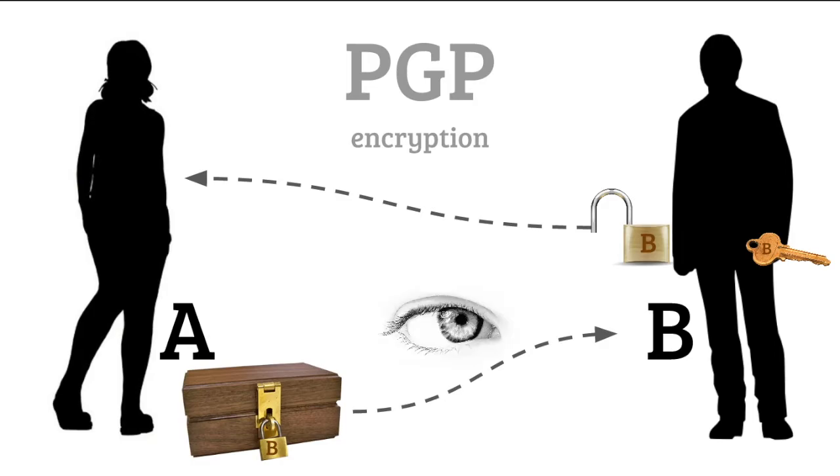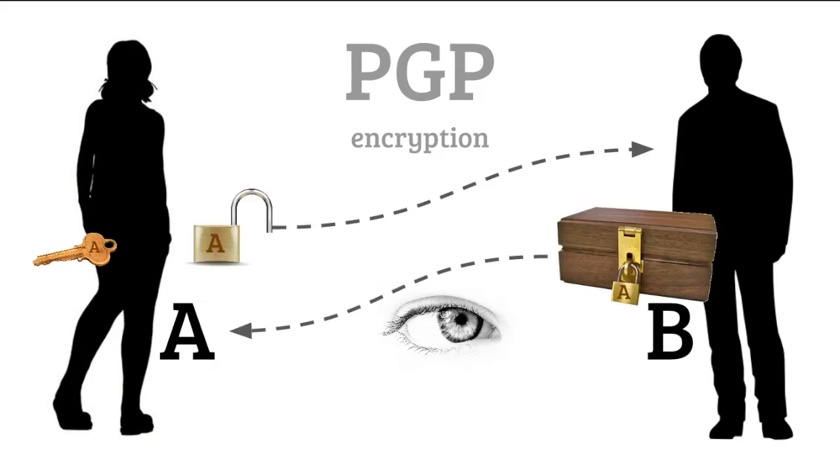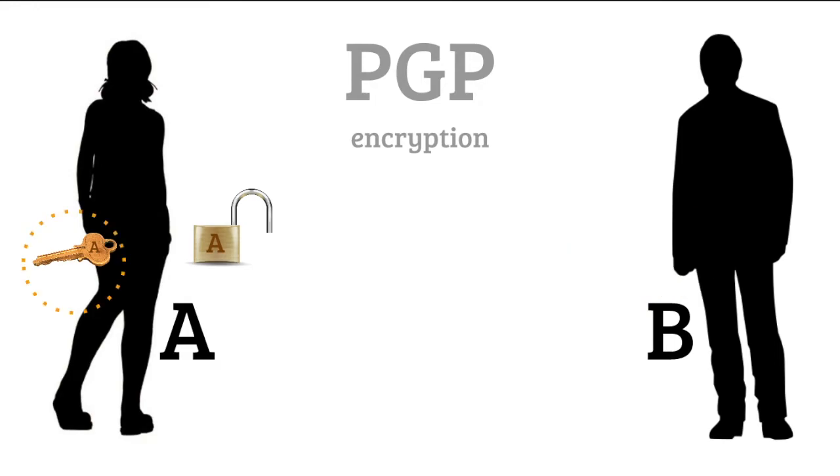Now, provided that A's computer and B's computer are not infected, in other words, there is nobody looking over their shoulder, for anybody standing in the middle, they can still know that A and B are communicating, but they cannot possibly know what they are communicating about unless they have the private key of either A or B. So it is very important for both A and B to keep their private key safe, that they do not share it publicly. The public key, on the other hand, needs to be shared widely.